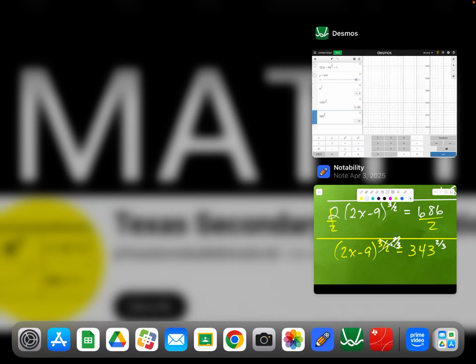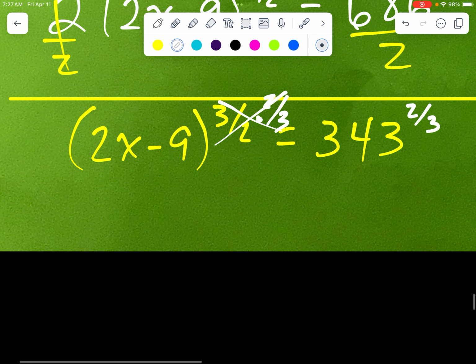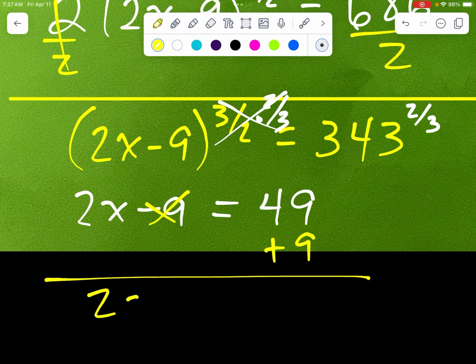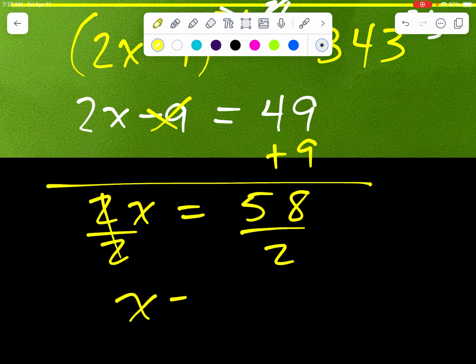All right, so we'll go over here and continue our problem. We can drop the house, right? 2x minus 9 equals 49. Now we're ready to solve this. We're going to do the opposite of minus 9, so we add 9 to the other side. 2x equals 58. And then divide by 2. We're just going to cut this in half. If you cut 58 in half, you get 29.